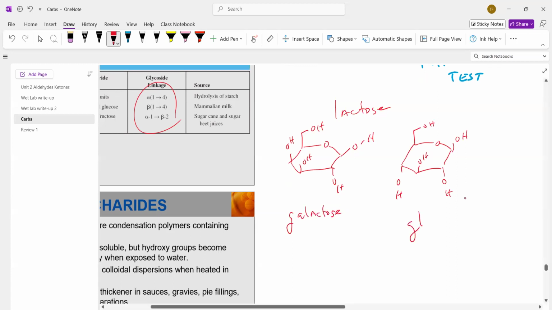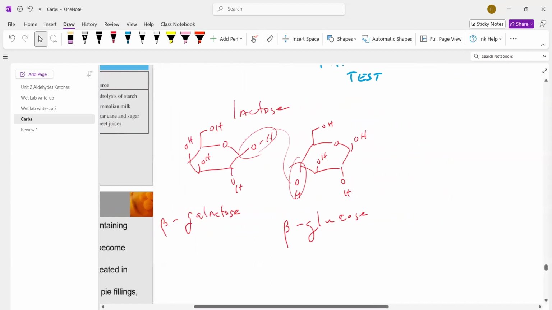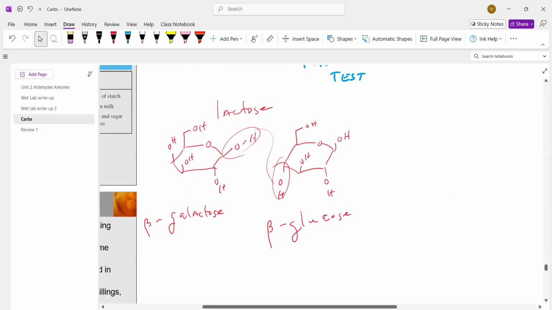Okay, and when galactose and glucose form a disaccharide, this hooks these two together. And notice that this is a beta galactose. And in this case, this is a beta glucose. So a typical test question is I'm going to give you, for example, lactose already linked up. So that's what this looks like here.